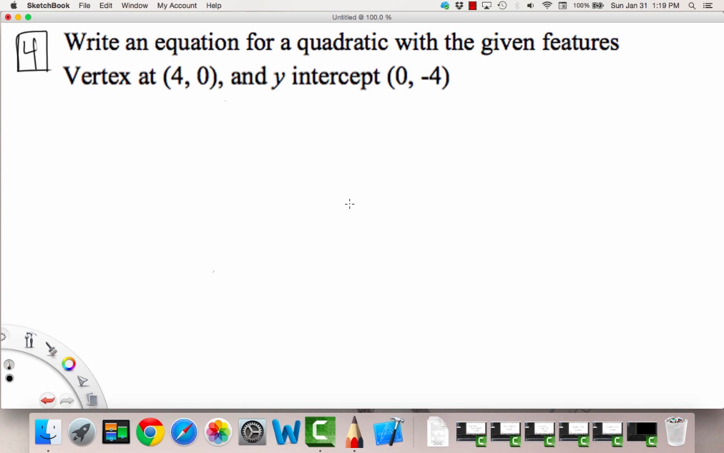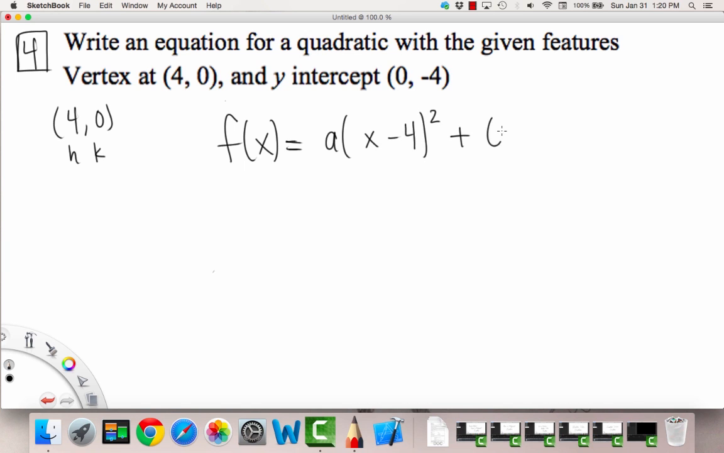Okay, now for the final question for this video, we're going to write an equation for a quadratic with the given features of a vertex at 4, 0 and a y-intercept of 0, negative 4. Our vertex is given as 4, 0, so that's our h and that's our k respectively. So we can start to construct our equation for the quadratic. This is a times x minus h, so x minus 4 squared, and then plus k, so plus 0.